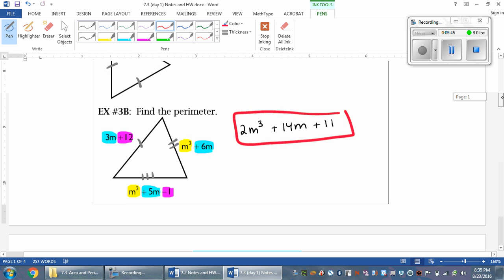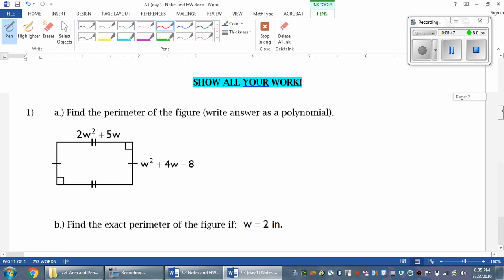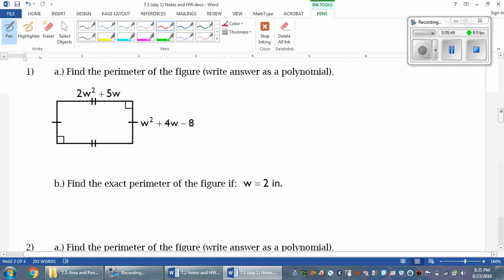Alright, let's go ahead and flip over our notes. What we're going to do is find the perimeter of the figure. Write your answer as a polynomial. You should recognize that the figure we're dealing with is a rectangle because opposite sides are equal. So remember, if this side is w squared plus 4w minus 8, so is this side.